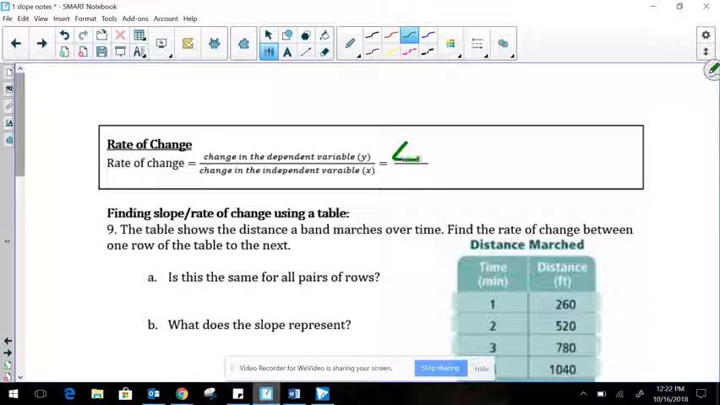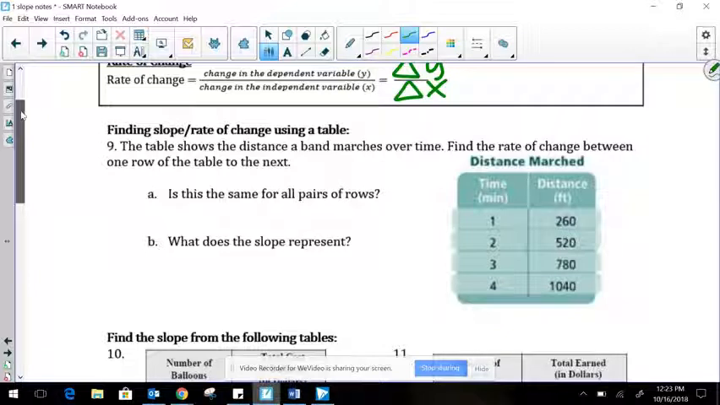So I'm going to show you this symbol. This triangle means change in y over change in x. Again, remember, math people, we like symbols, so we don't have to write out all those words all the time. So you may see that in future math classes as well.